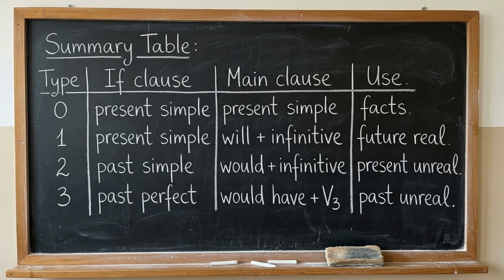Here is a summary table for all 4 types. Type 0 uses present simple in both clauses for facts. Type 1 uses present simple and will for future real possibilities. Type 2 uses past simple and would for unreal present situations or imaginary situations. Type 3 uses past perfect and would have for past unreal situations, things that did not happen. Save this table or take a screenshot. It will help you remember.